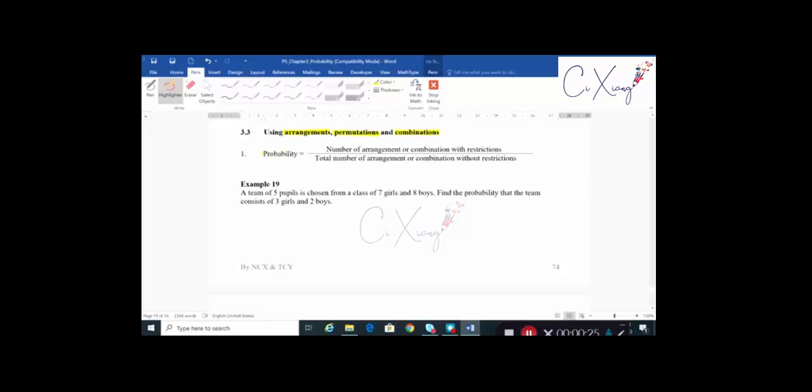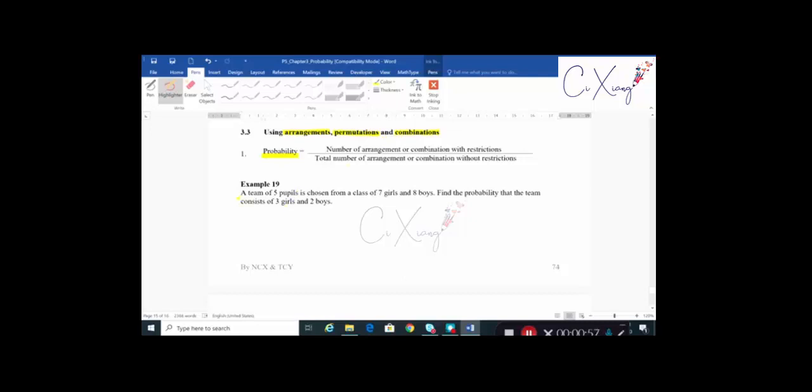To get the probability from permutation and combination, generally you need to get the number of arrangements or combinations with restriction first, divided by the total number of arrangements or combinations without restrictions. So the formula is very straightforward. Of course, before you can try the answer from this part, you should have the basic idea on permutation and combination first. Then now let's start.